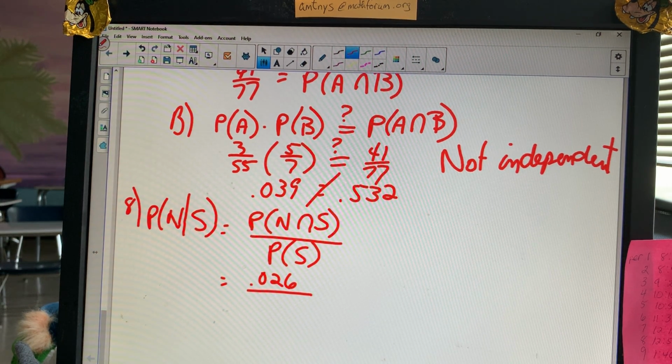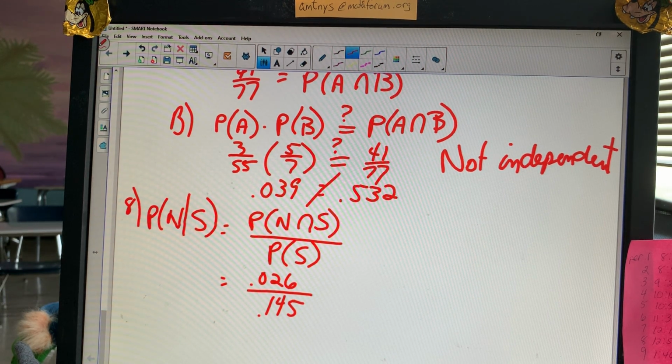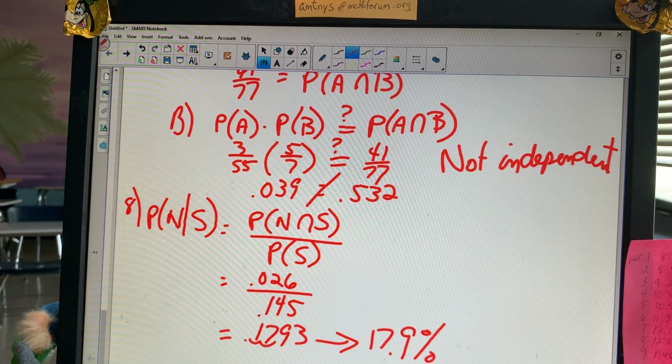Probability of a sport is 0.145. Divide that, I get 0.1793. Now they want it to the nearest tenth of a percent. So move your decimal 2 places to the right, and I get 17.9%.